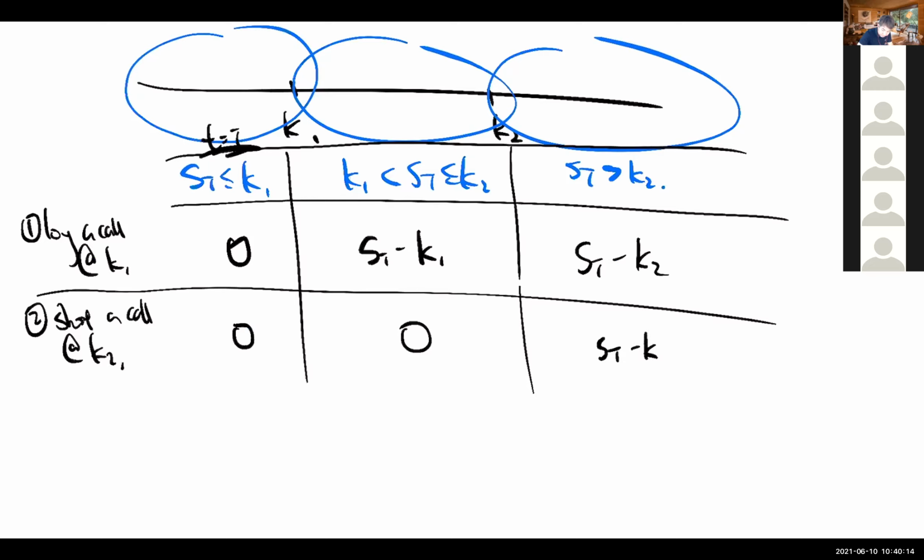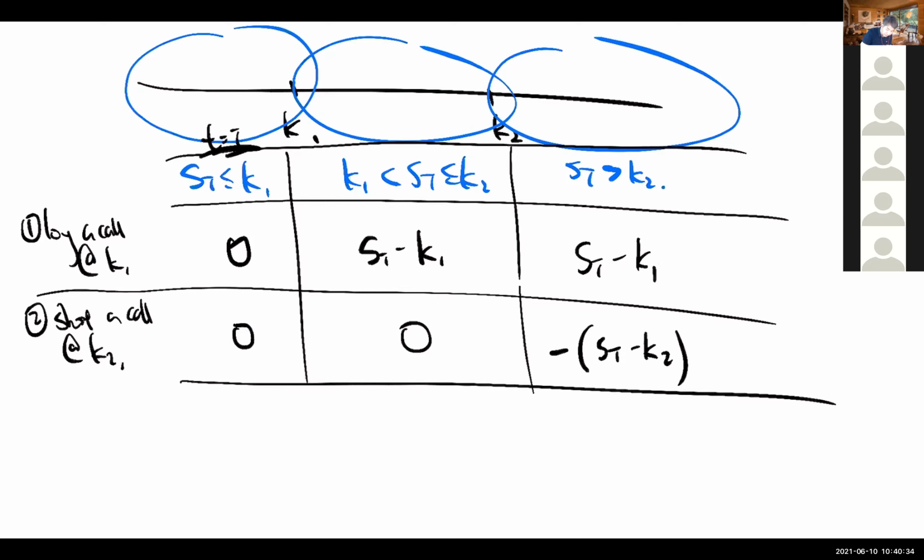Actually, let me correct that one. That's K1, right? Because that's strike price K1. So in this case, the long party will receive ST minus K2, but you are the short position. You are the opposite of that, right? So you write the long first, bracket short.